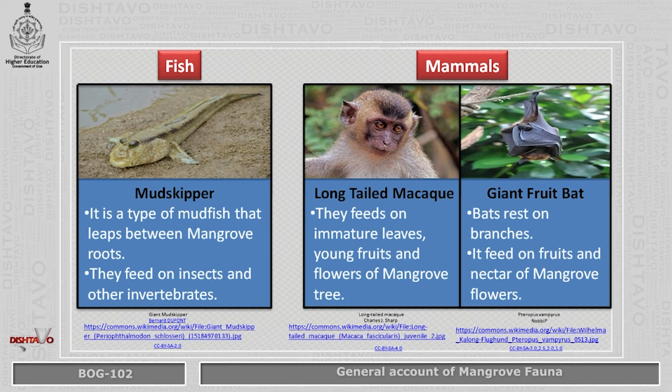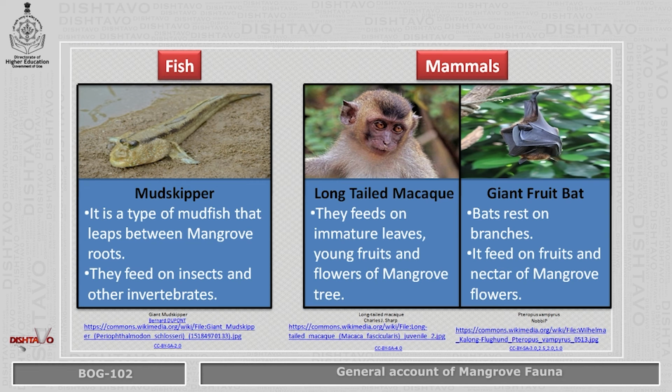It is a type of mudfish that lives between mangrove roots. They have evolved adaptations that allow them to breathe out of water through their adapted gills. They feed on insects and other invertebrates.